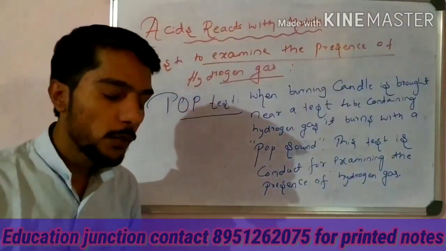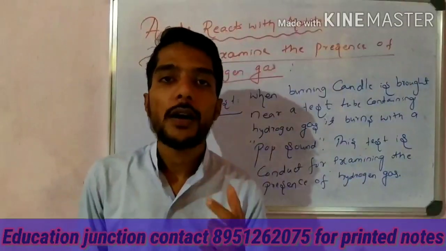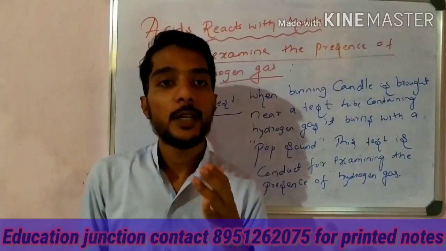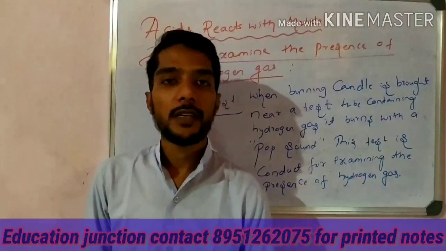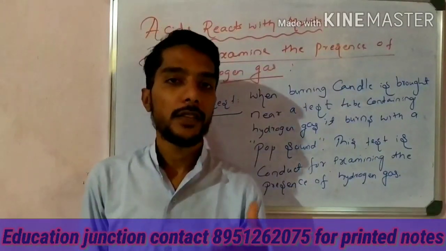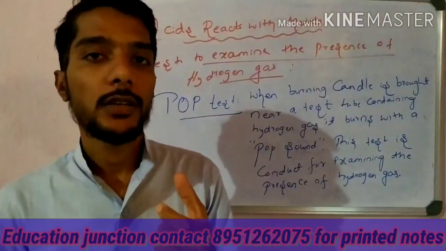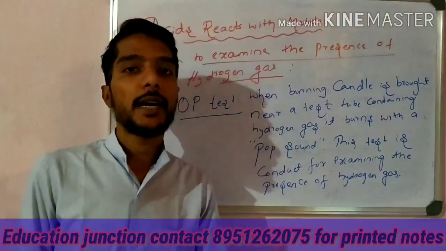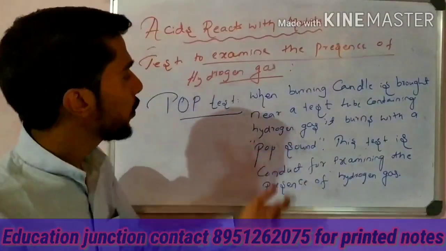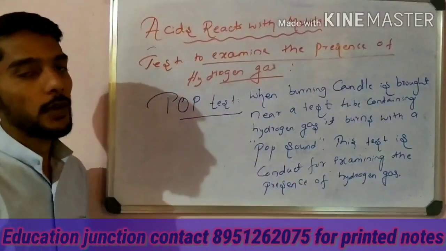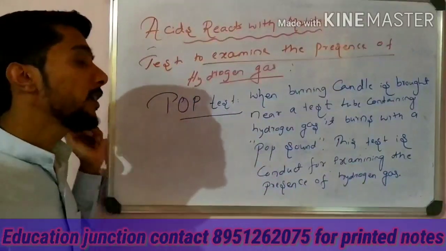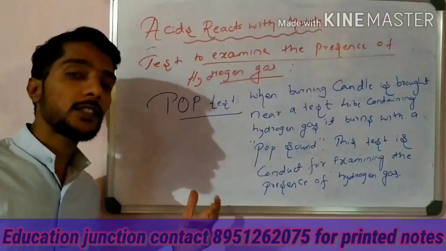So again, repeat the question. What is the question? Which gas is liberated when metal reacts with acid? Name the gas and explain the test to examine that gas. That is very important. So this is the pop test. The pop test is used to tell whether the gas is hydrogen gas, yes or no.